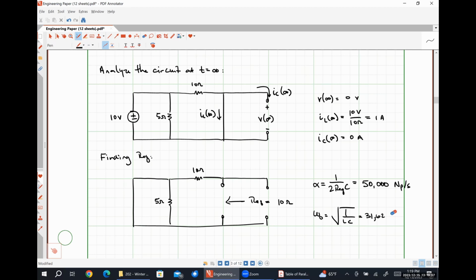Hold on. 31,622.777 radians per second. I'm going to store these in my calculator and you'll see why in a moment. So I'm going to store that first one as A and the second one as B. And I'm going to make a note of that out here.